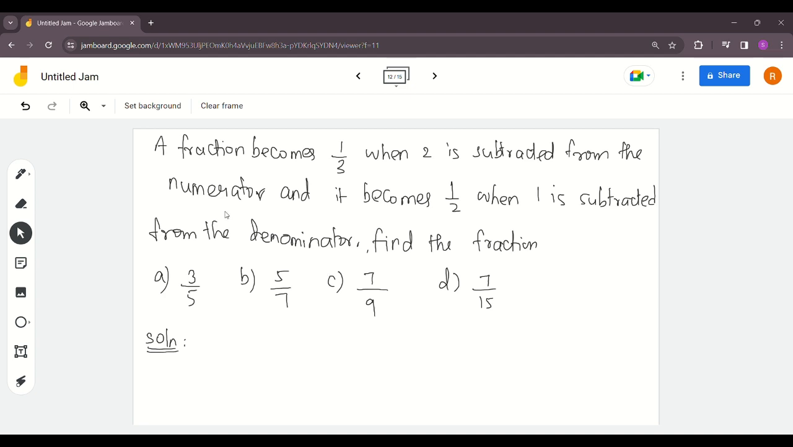You take choice A. A fraction becomes 1 by 3 when 2 is subtracted from the numerator. Keep denominator as constant. Subtract 2, it becomes 1 by 5, which means it's wrong. It should be 1 by 3, which is given. So A is wrong. And B, 7, keep it as constant, and subtract 2, it should be 3 by 7, but it is wrong. Similarly, C, keep 9 as constant. Subtract 2, you get 5 out of 9. That also is wrong. So all the three choices are wrong. Obviously, the correct choice has to be D.